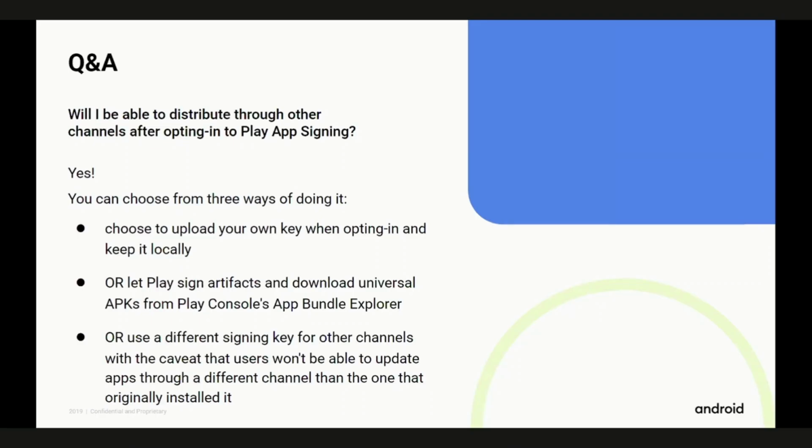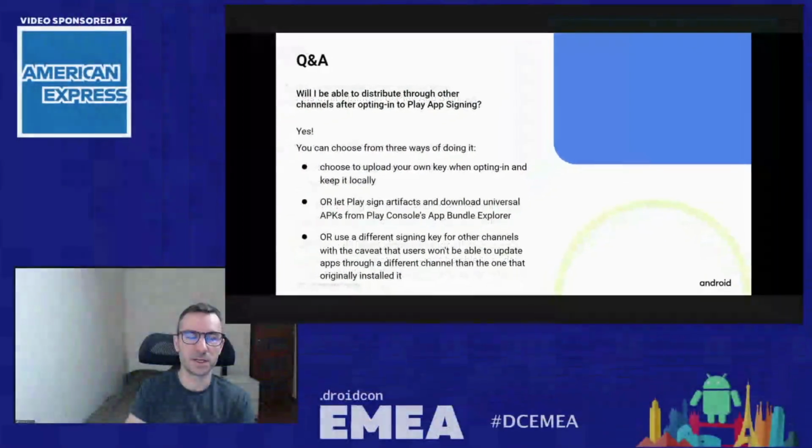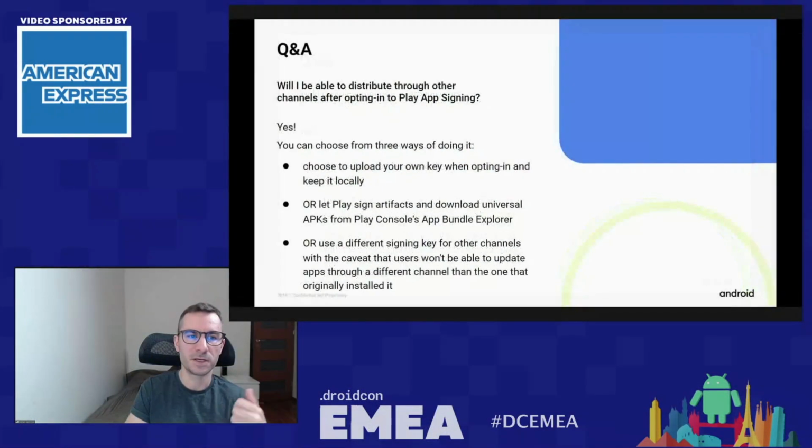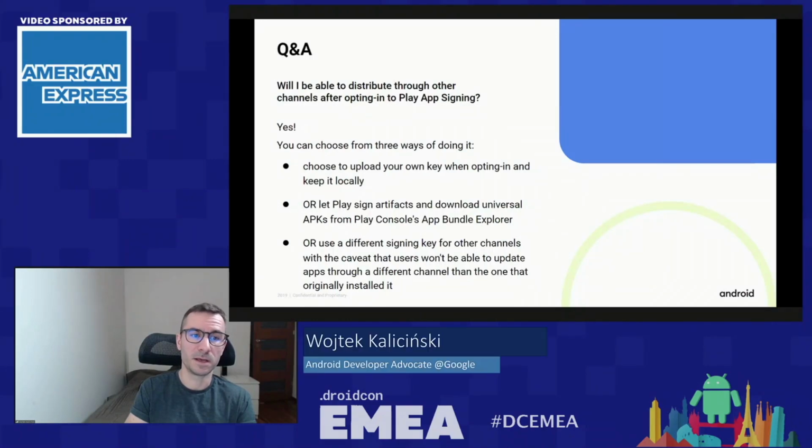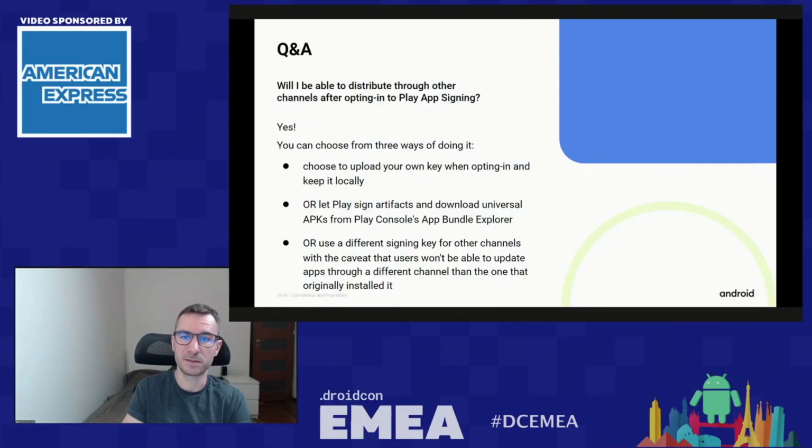And now, before we move on, I just want to get one question out of the way, which I often see developers get wrong, and I'm sure it will come up in the Q&A anyway. So if I opt into Play App Signing, will I be able to still publish my app in other channels, other stores? And the answer is, of course, yes. Play App Signing doesn't take any choice away from you or the ability to publish your app elsewhere. And there are actually multiple ways of doing this.